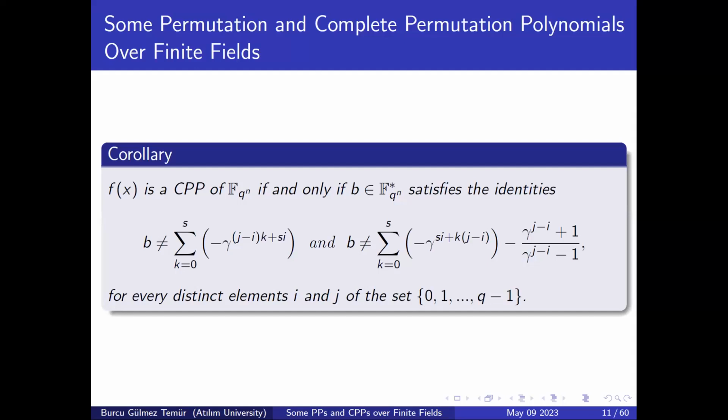So it's not a bad result, of course, but it's not as good as we want. Because when you find the conditions under which a polynomial is a permutation polynomial, you want to find for which b exactly, and we cannot answer this.